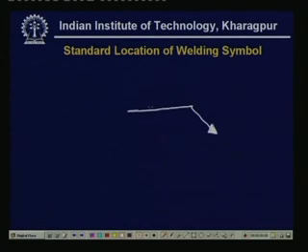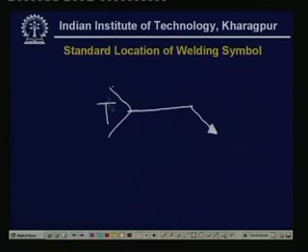So, this is the arrow, and if you want to describe the welding process, then there is a tail of the arrow and you write down all the process descriptions, etc. Sometimes if you do not want to describe this, then you may omit it. Then the important thing is that you will have to give the welding symbol, that is, what kind of welding is to be given.